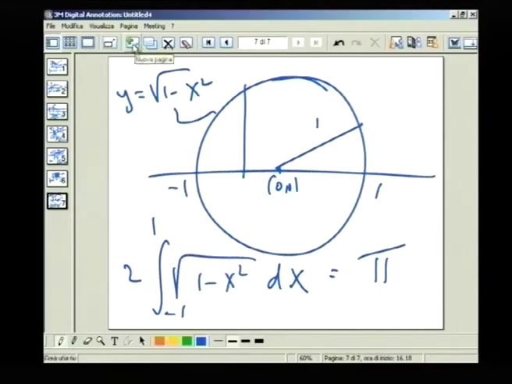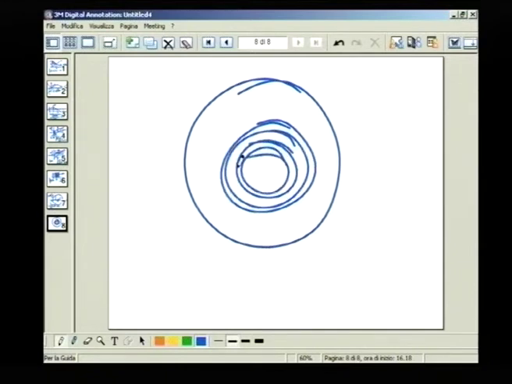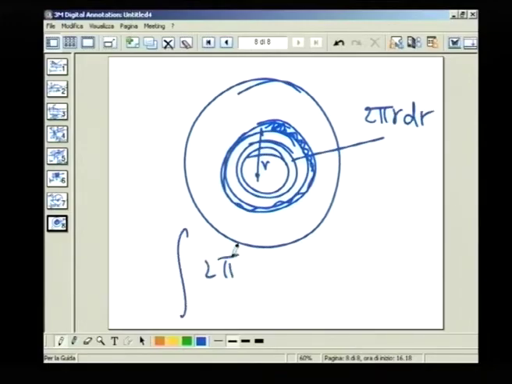But the other way of doing it is that you can divide the circle into circular sectors like this. What's the area of each one? You have a certain disk of radius r, and the area of that thin ring would be the circumference, 2 pi r, times the thickness, which is dr, and then you integrate 2 pi r dr from 0 to 1.